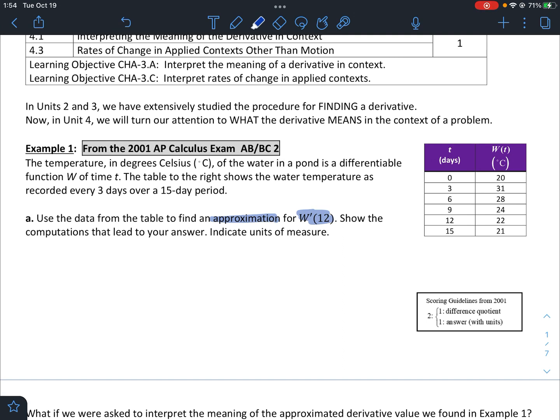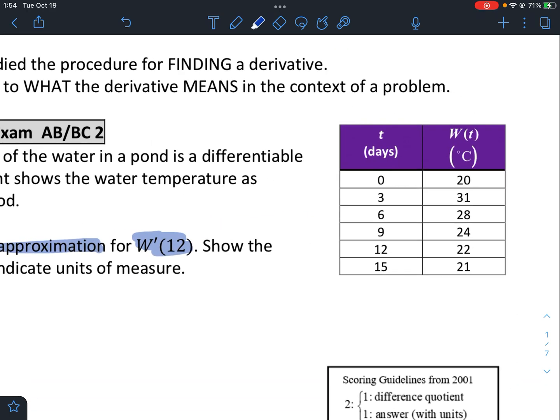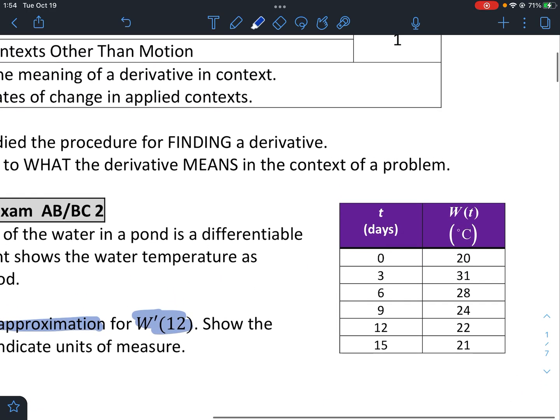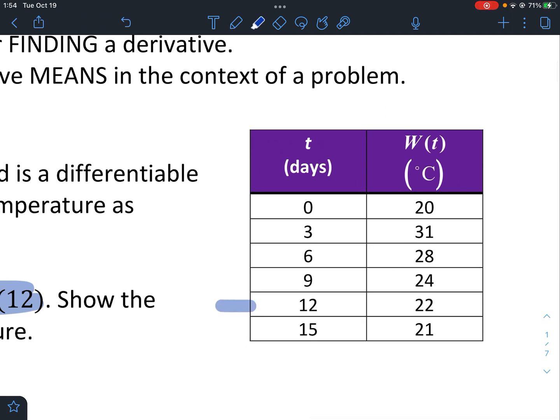All right, the big thing here is approximation for W prime of 12. It's not saying to find W prime of 12 because we can't find W prime of 12, because we don't have a function of W. But remember that a derivative is just an instantaneous rate of change. And if we can't find the instantaneous rate of change, the best thing we can do is approximate it using an average rate of change. So if we want to know the instantaneous rate of change here, the best thing we can do is use the 2 points that surround that number as best we can.